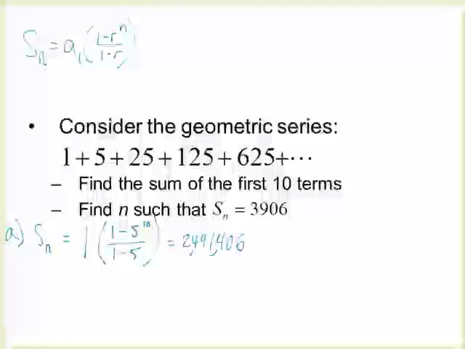2,441,406. So I said when we were going over the homework that since geometric series are exponential, we're multiplying by something over and over and over, we should not be surprised if they get really big really fast. So 10 terms is not a lot of terms. These things are going to get really big really fast. Okay.